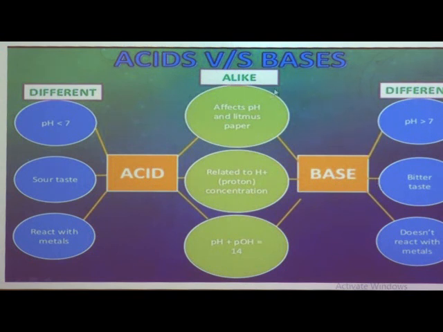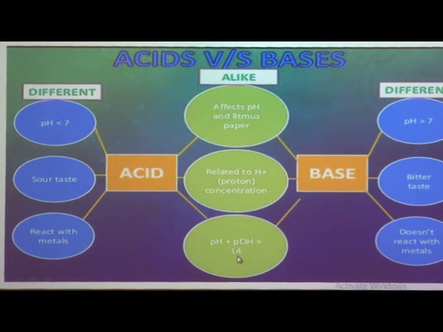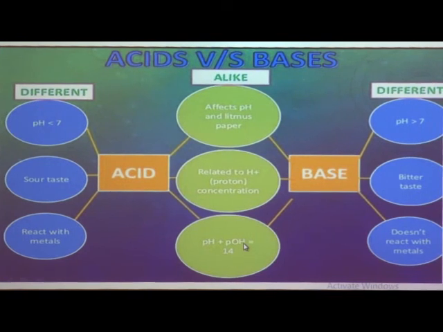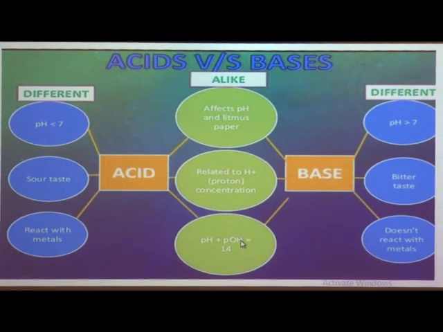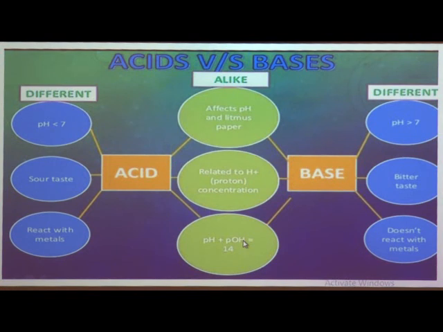Here it is alike: both affect pH and litmus paper. Acids and bases affect pH and litmus paper related to hydrogen or proton concentration. Then pH plus pOH is equal to 14. So this is all about acids and bases we learned in our last session.